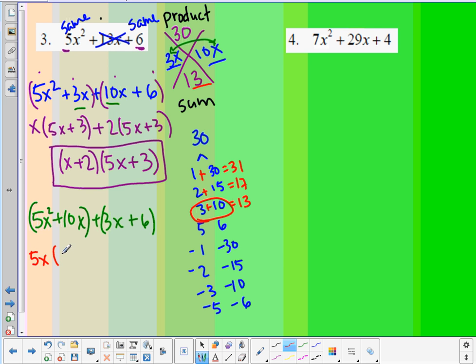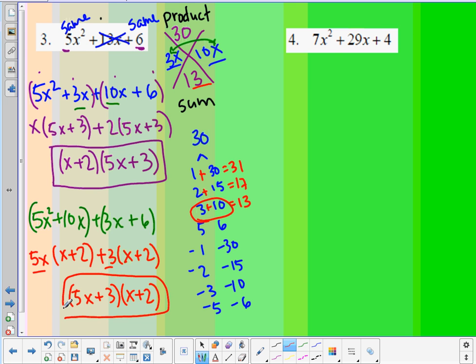That leaves me with x plus 2. From the second group, I can take out a 3, and that leaves me with x plus 2. So then my two factors are 5x plus 3 from the outsides and x plus 2 from the insides.